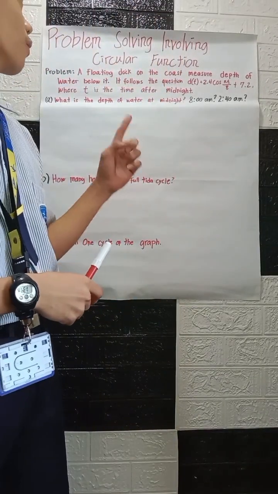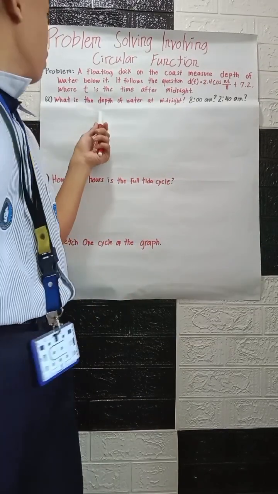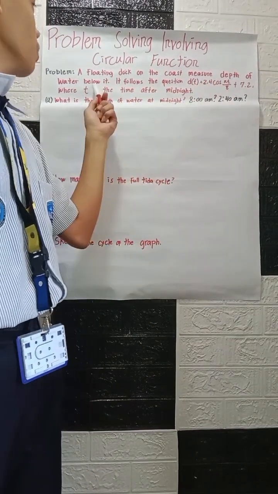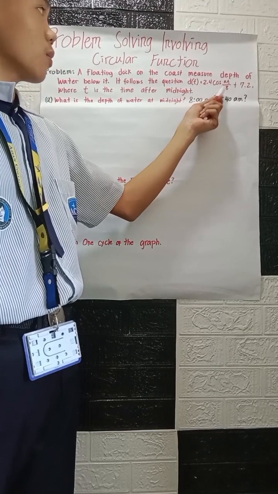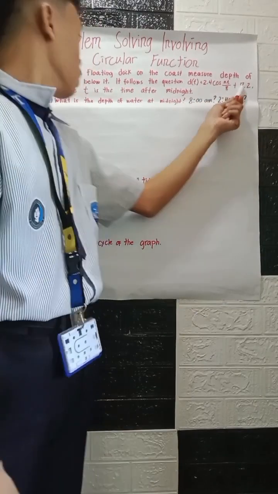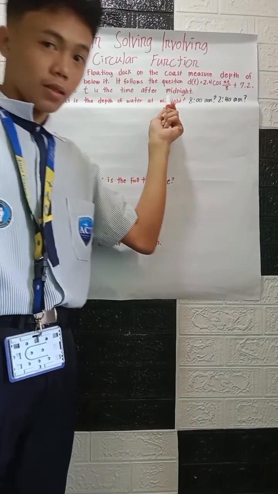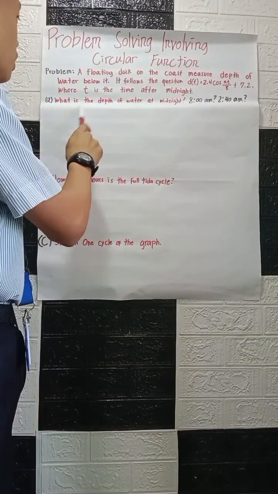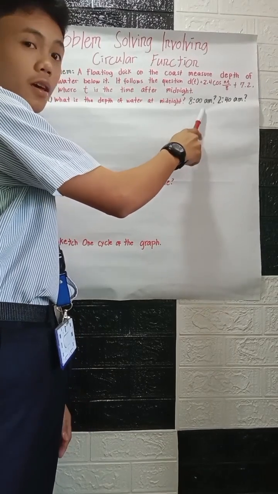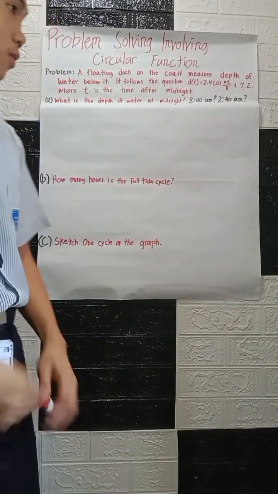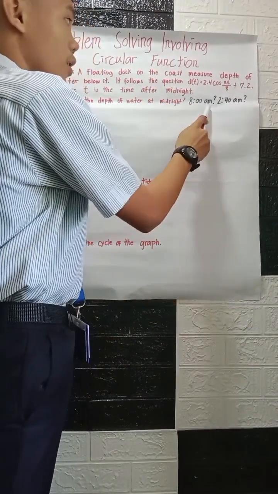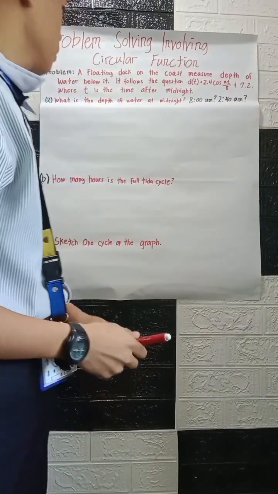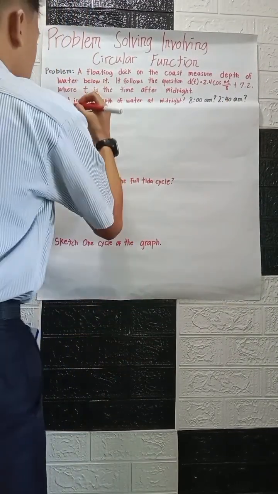Good morning everyone. Our second discussion is about problem solving involving circular functions. Problem: a floating tank has a measured depth of water below it. It follows the equation d(t) = 2.4 cosine(pi t over 8) + 7.2, where t is the time after midnight. Problem number 1, letter A: what is the depth of water at midnight and after 8 a.m.?